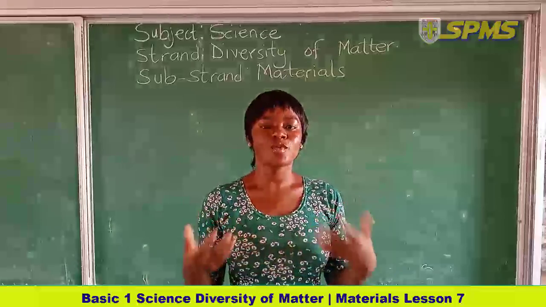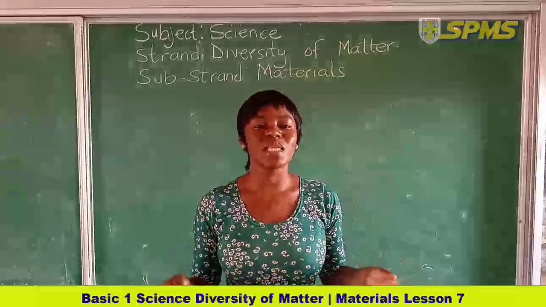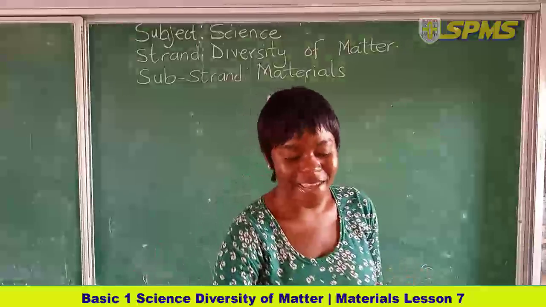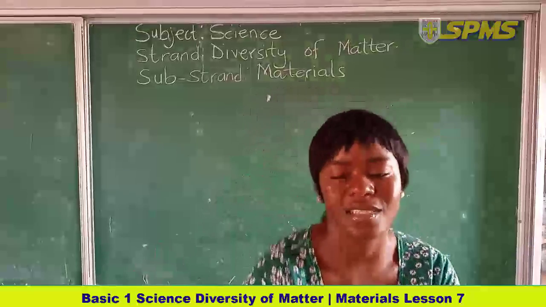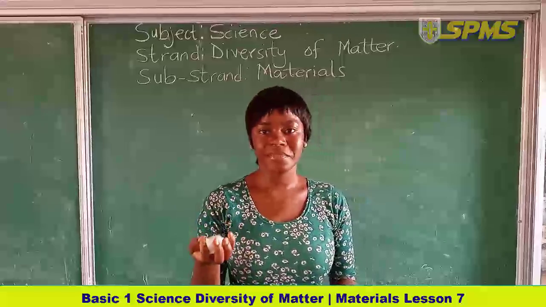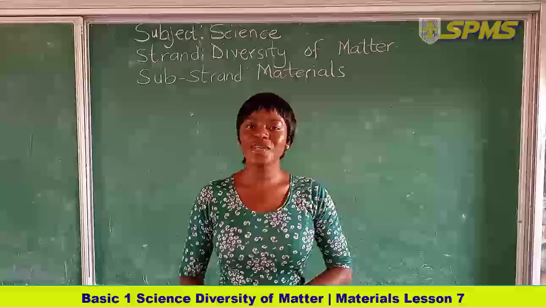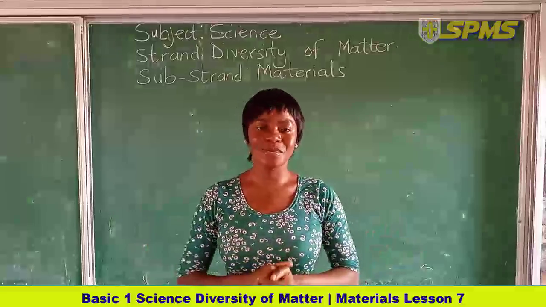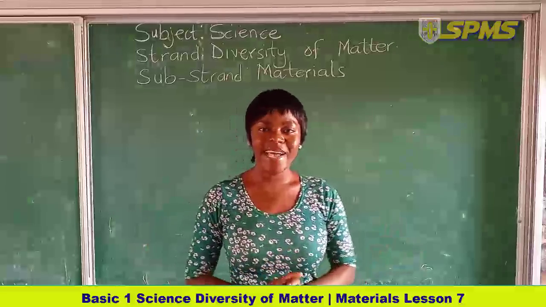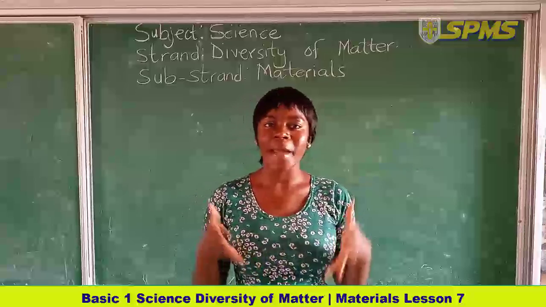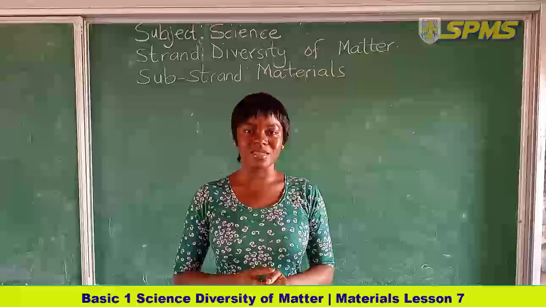Good. A small object does not really mean it is light. Good. So I can have a small object like this. It doesn't mean it is light. So children, what have we learned so far? We said we can identify or group materials based on their appearance.